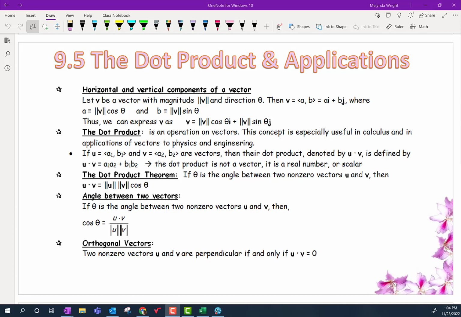All right, let's take a look at our lesson for today, which is on the dot product and some applications that have to do with vectors.